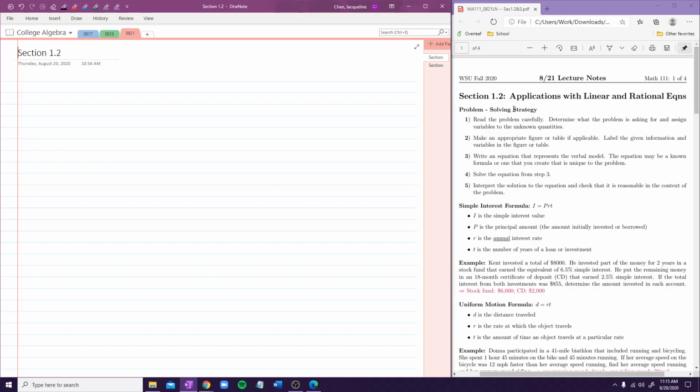Right, over here we have the problem solving strategy, and here are the 5 steps. We'll go over this when we do our first example.